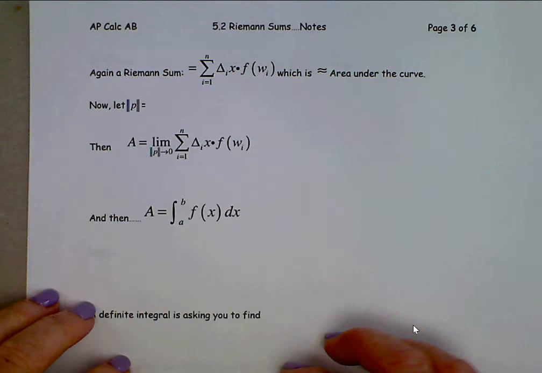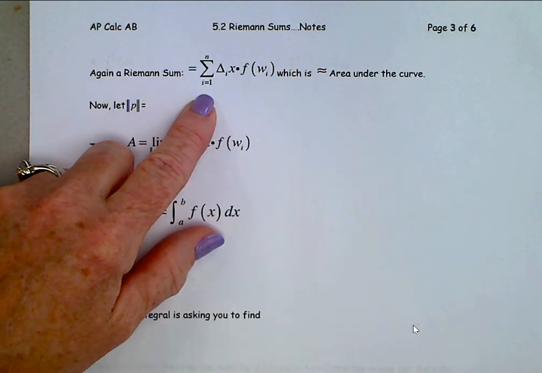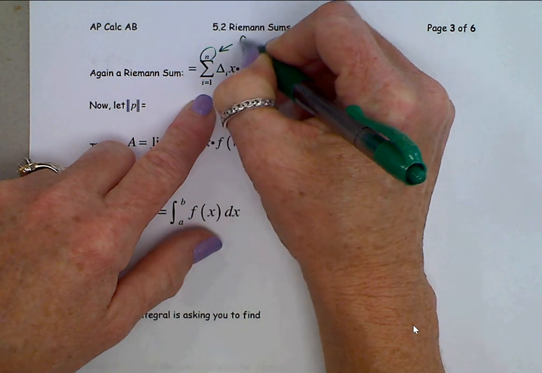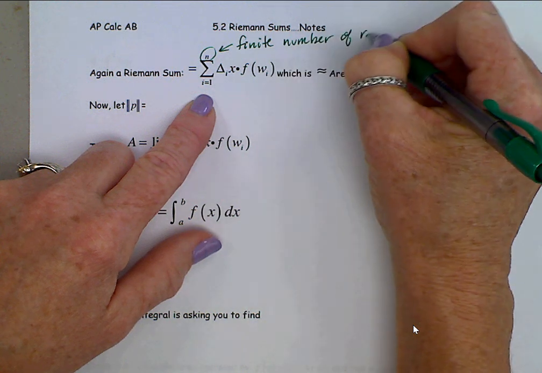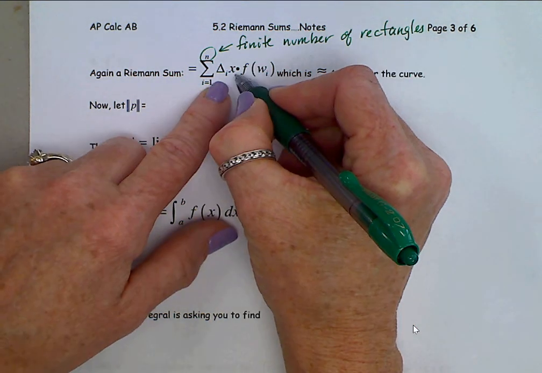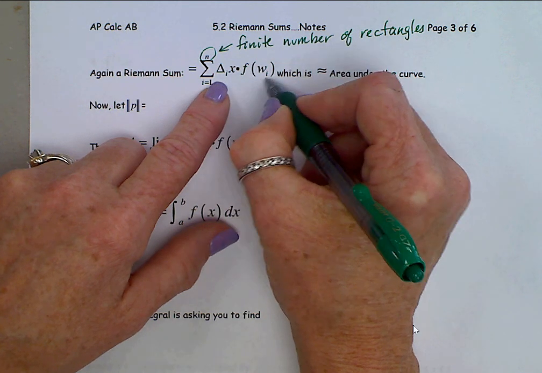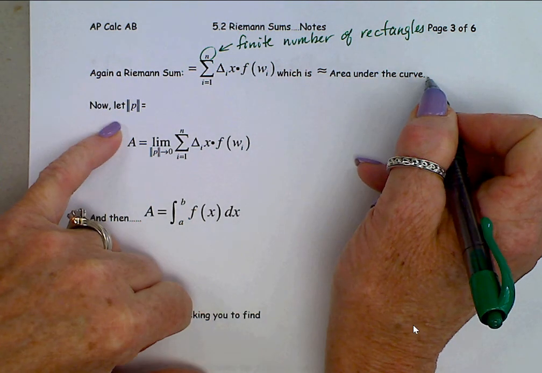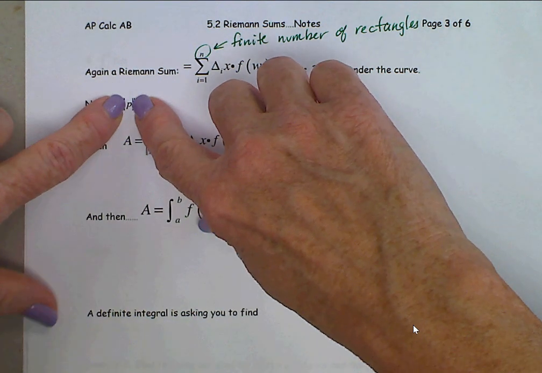Again, a Riemann sum looks like this. i equals 1 to n, where n is a finite number of rectangles. And again, this delta sub i of x is the width of each of those rectangles, and f of w sub i is the height of each of those rectangles, and that's approximately equal to the area under the curve.